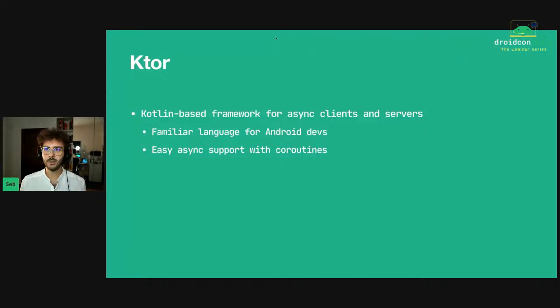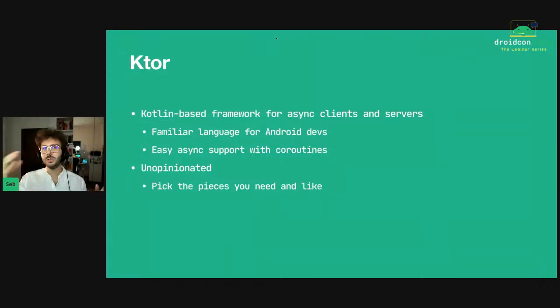You don't need to create your own custom executor-based thing. Don't do that. You don't need to anyway. Ktor, anyway, is unopinionated, apart from the fact that it uses coroutines, in the sense that it allows you to pick the pieces and the features that you need and that you like, and only use those ones. So you will not, by default, have a giant monolithic thing that brings in tons of things you don't need. You just pick the ones you need.